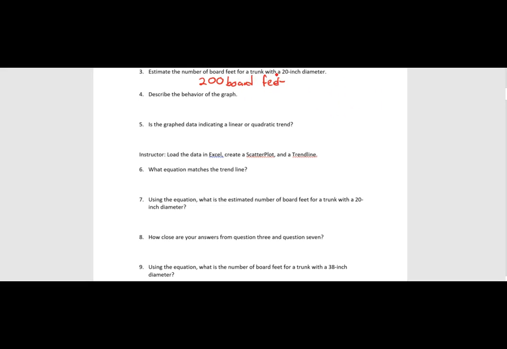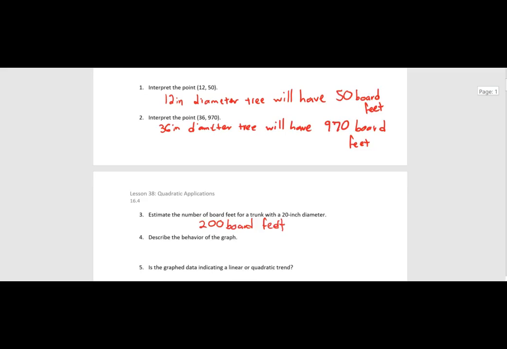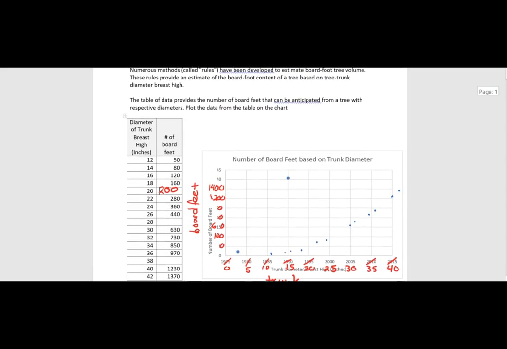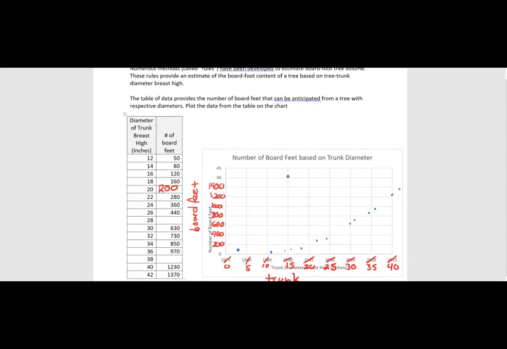Problem 4 says, describe the behavior of the graph. Describing the behavior of that graph is talking about trends that you see. So what trend do you see? Okay, it goes up. So as the diameter gets larger, what happens to the board feet? Okay, the board feet increases.